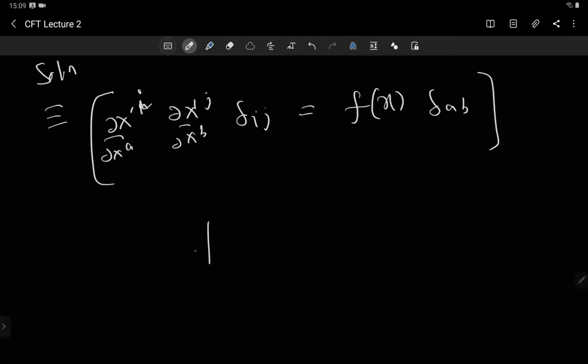So in our case, if this point is xp, then this will be xp. It depends on which point you are evaluating it.